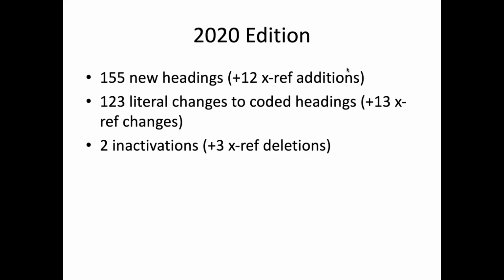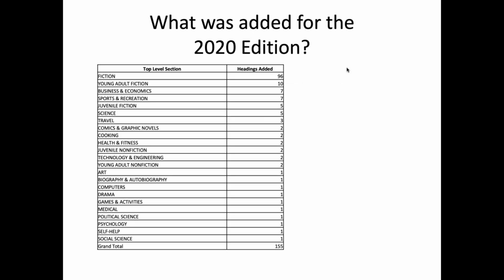So what was added for the 2020 edition? This is the counts of the headings added. As you can see, a tremendous amount were added in fiction. We added at least 1 new heading to 23 sections, and 62% of those new headings we added were to fiction. And when I go through the highlights of the edition, you'll see why. The next highest was young adult fiction.